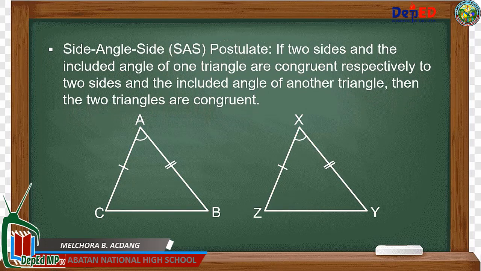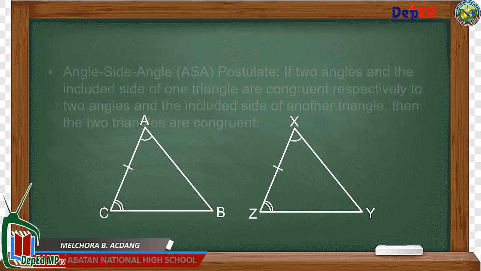The second postulate is the side-angle-side postulate. If two sides and the included angle of one triangle are congruent respectively to two sides and the included angle of another triangle, then the two triangles are congruent.